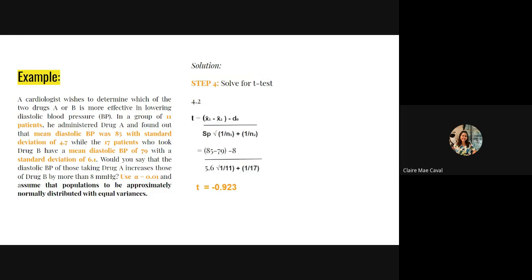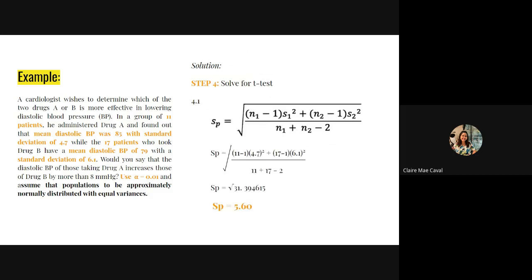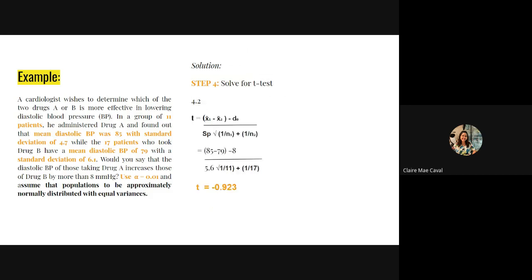So, let's proceed. Step 4, you solve for the t-test. This is 4.2, you already solved the t-test using this formula. Your D0 here, class, is number 8, because you're asked if you would say that the diastolic BP of those taking drug A exceeds those of drug B by more than 8 millimeters of mercury, or mmHg. So the 8 here is the D0. Okay? You substitute in the formula and you come up with t equals negative 0.923.